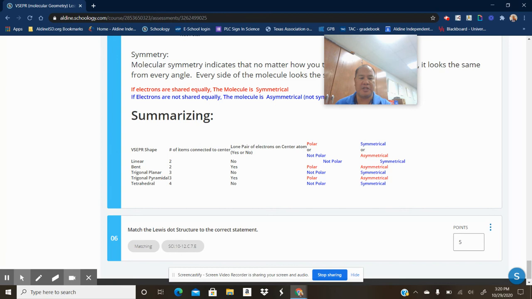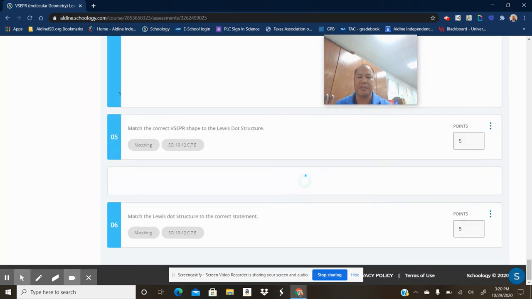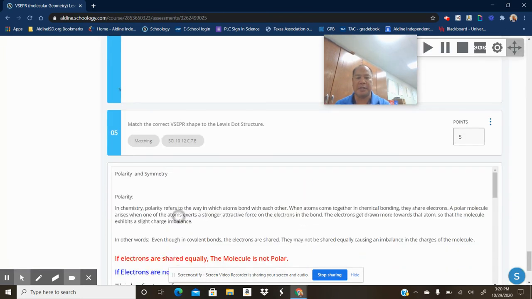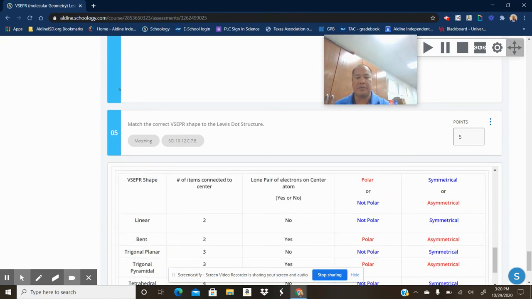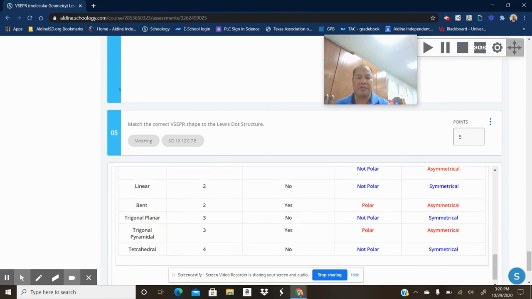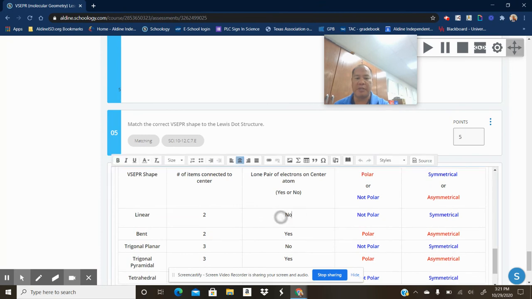All right. So let's look at our shapes. Linear has 2 bonds, as you can see right here, but it has no lone pair of electrons on the atom. Let's open up the chart so you can see it a little better. So linear has 2 bonds, just like we did in the previous video, and no lone pair on the center, okay? So if it's got no lone pair and it's got 2 bonds, then it's not polar. When it's got a lone pair, that's when you get the polarity going, because that means unequally shared, okay? So nonpolar gets you symmetrical.